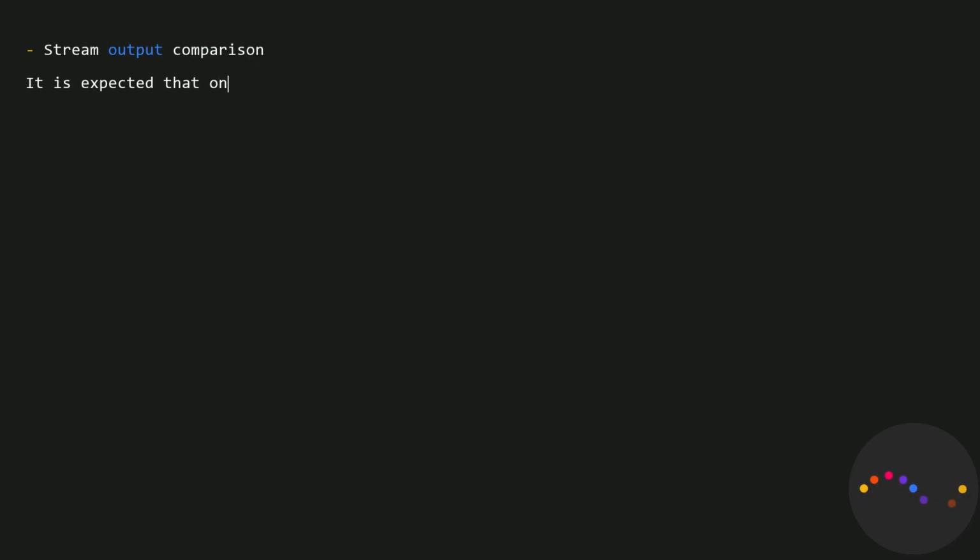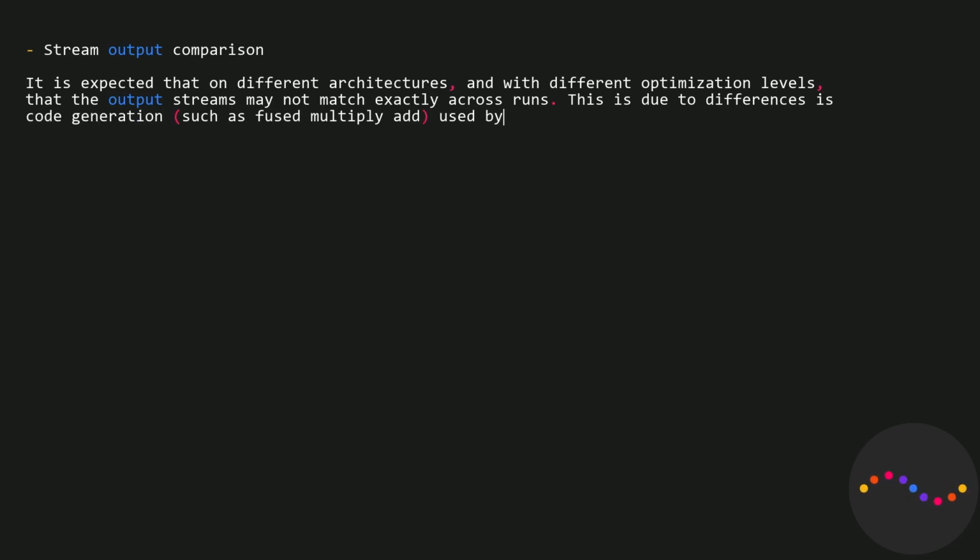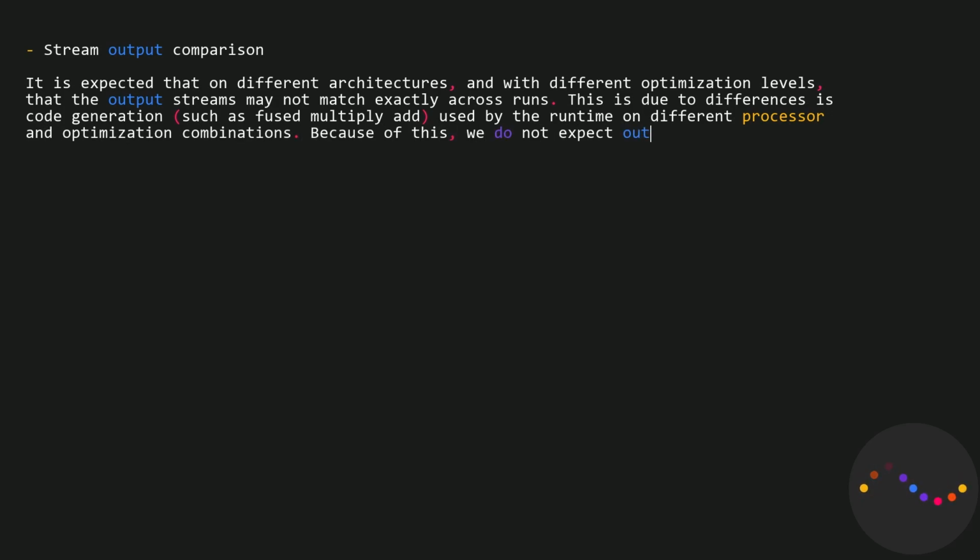It is expected that on different architectures and with different optimization levels, the output streams may not match exactly across runs. This is due to differences in code generation, such as fused multiply add, used by the runtime on different processor and optimization combinations. Because of this, we do not expect output streams to exactly match the golden data.